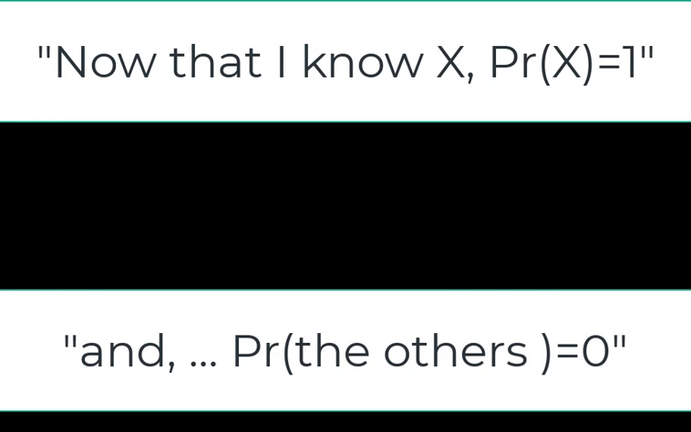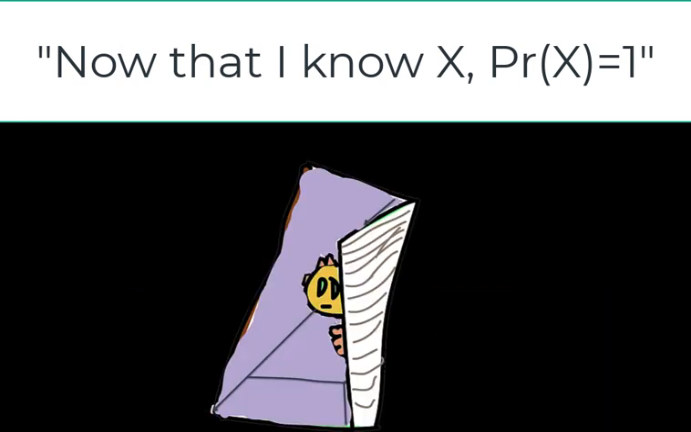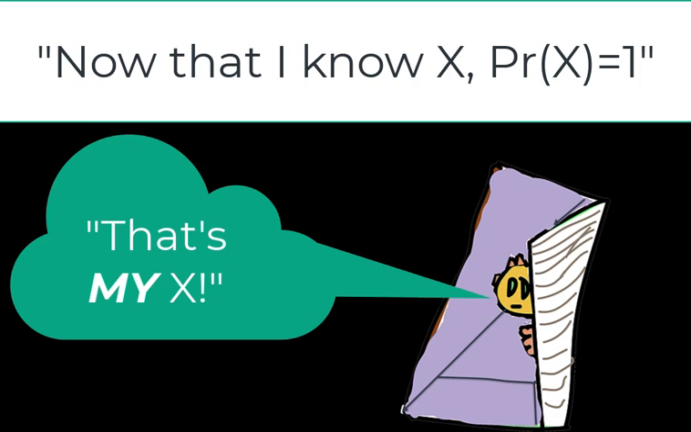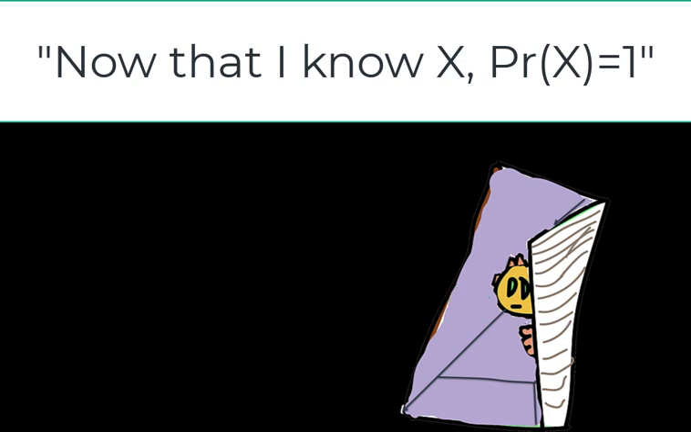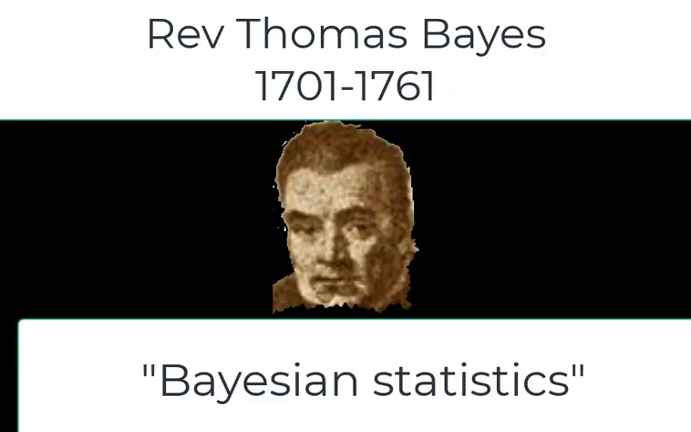Sure, other patients, other days, other test results. But right now, we only care about this patient. So we will condition on what we know. That means we divide by its probability.